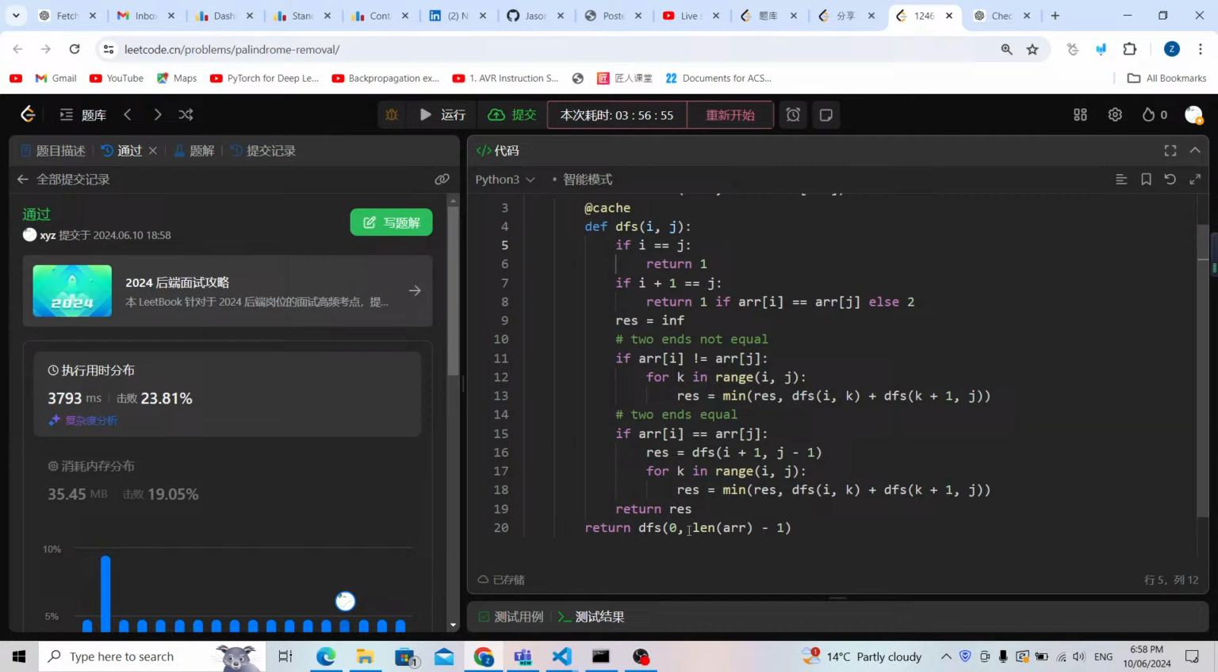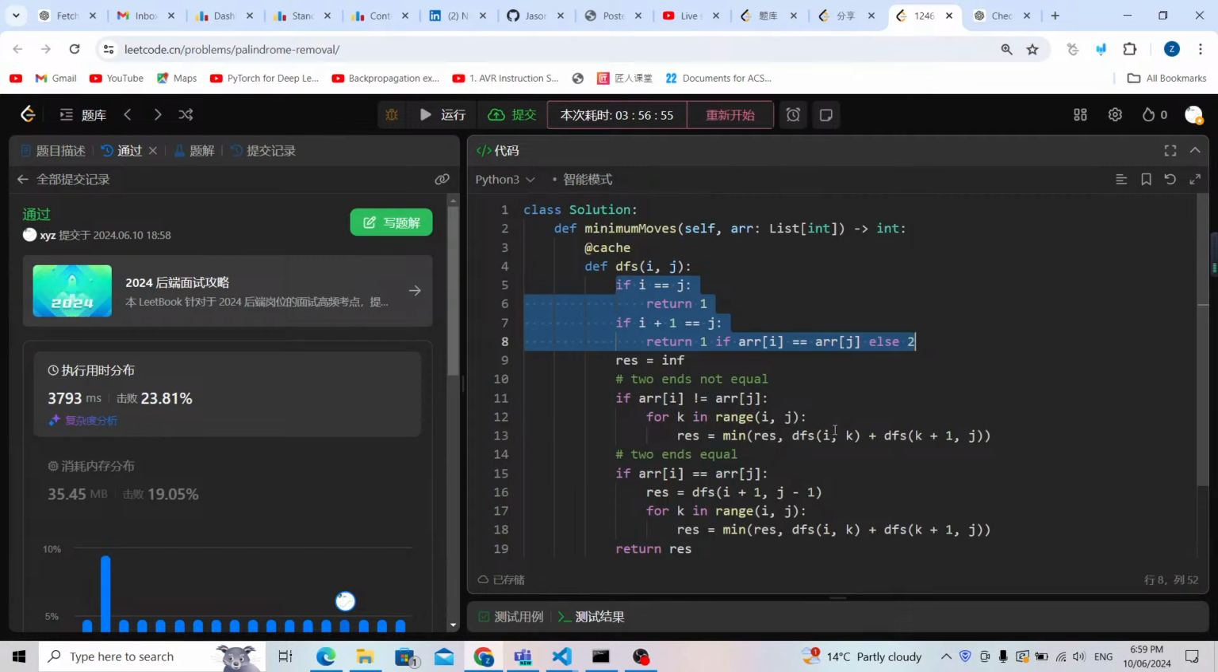We are going from the big problem, which is 0 to n minus 1, and we split it and check it, making it smaller until i equals j or i plus 1 equals j, and then we get the final result. So that's for this question.